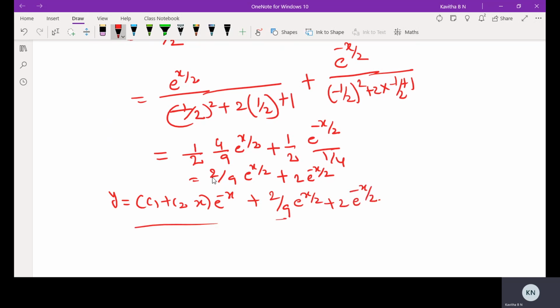This is the required solution. Okay, next problem I will continue in the next section.